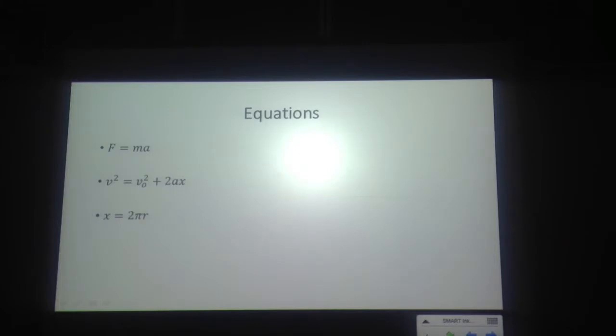Well, the top equation is very famous in physics. Force equals mass times acceleration. That's the equation that we will use to find the force. But to do that, we need the acceleration. We're not given that, so we have to find it.